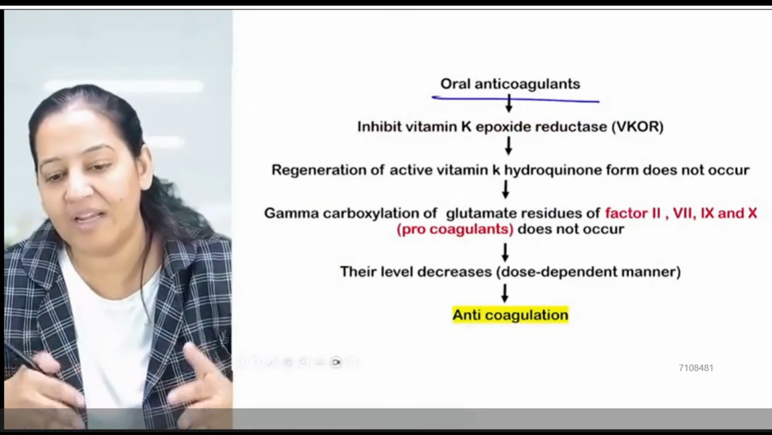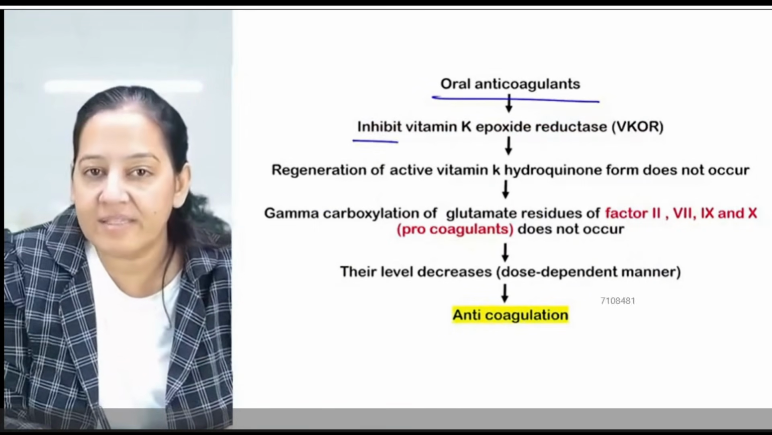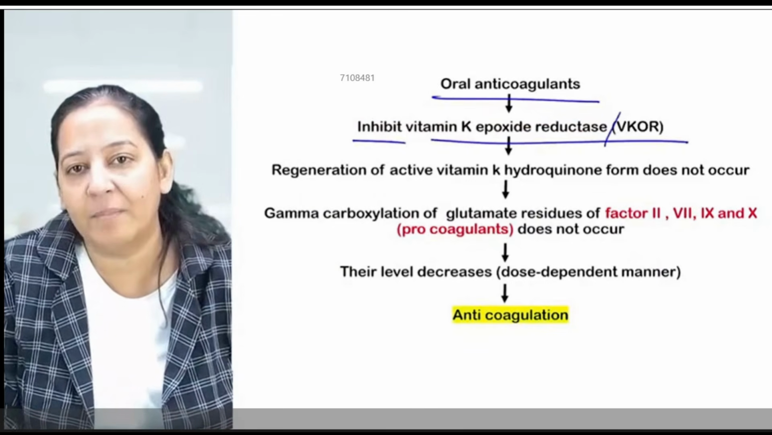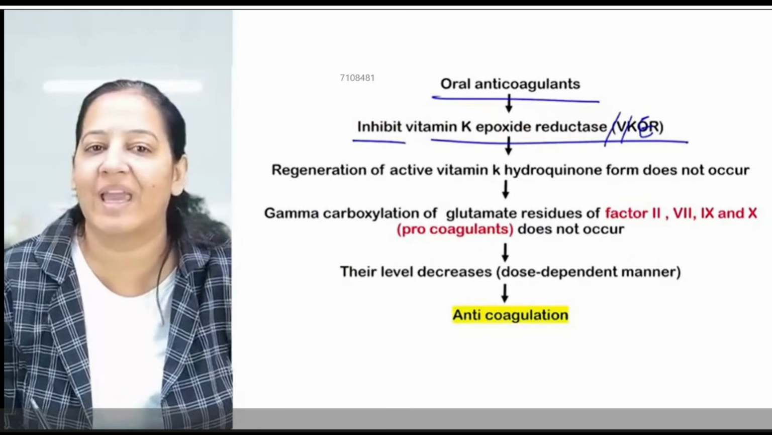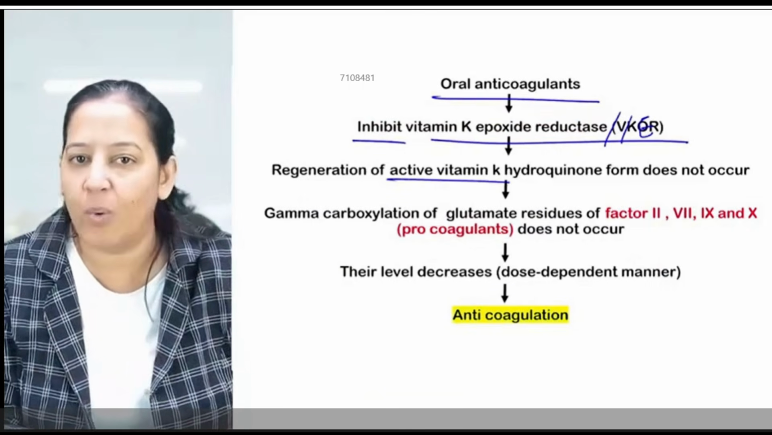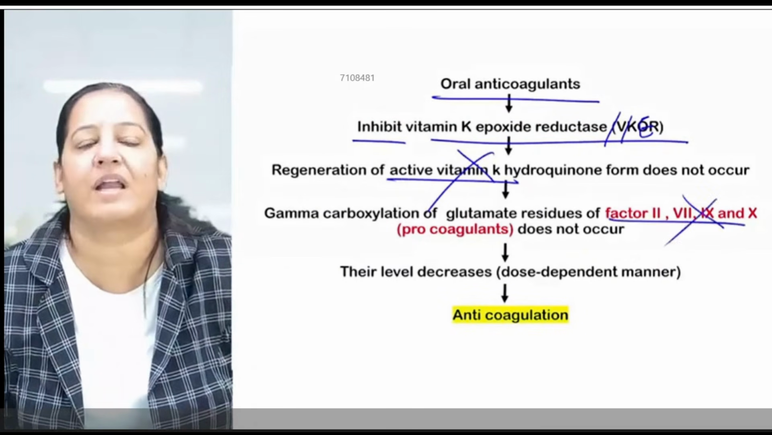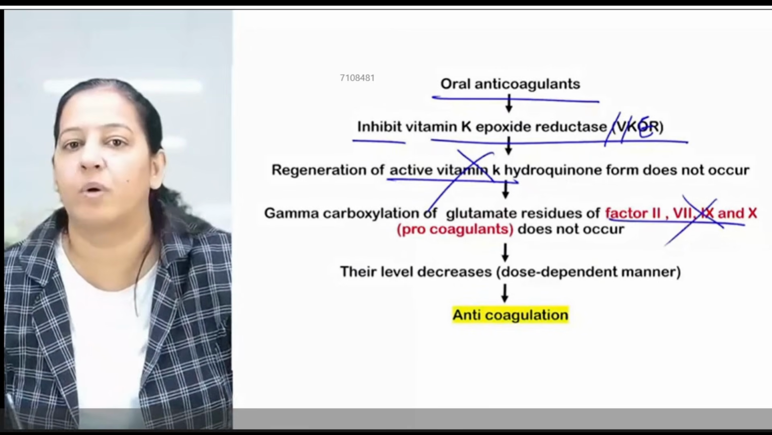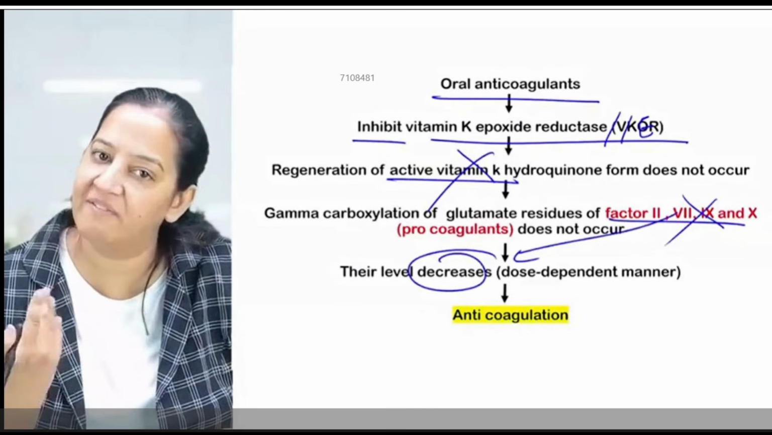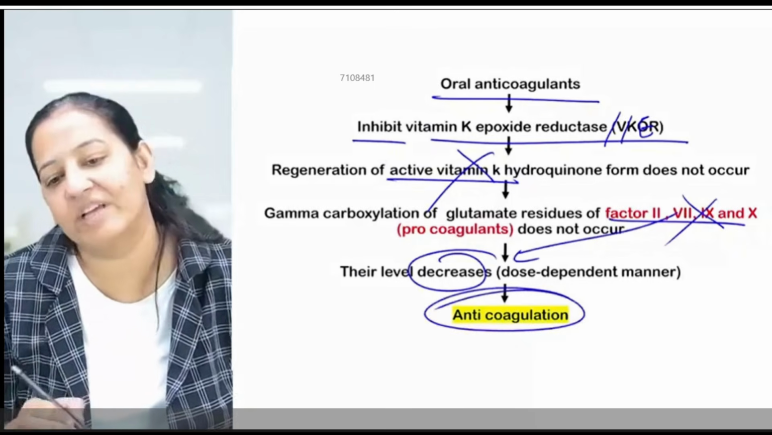So what will oral anticoagulants do? Oral anticoagulants inhibit VKOR, vitamin K epoxide reductase. Since this enzyme is not there, vitamin K will not be active. If vitamin K is not active, factors 2, 7, 9, 10 will not be active. The factors 2, 7, 9, 10 will not work. Their active level will drop in the blood. And this is how we achieve anticoagulation.